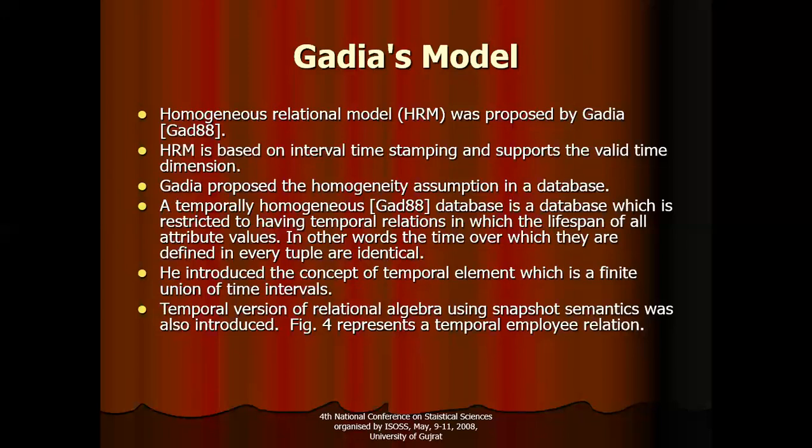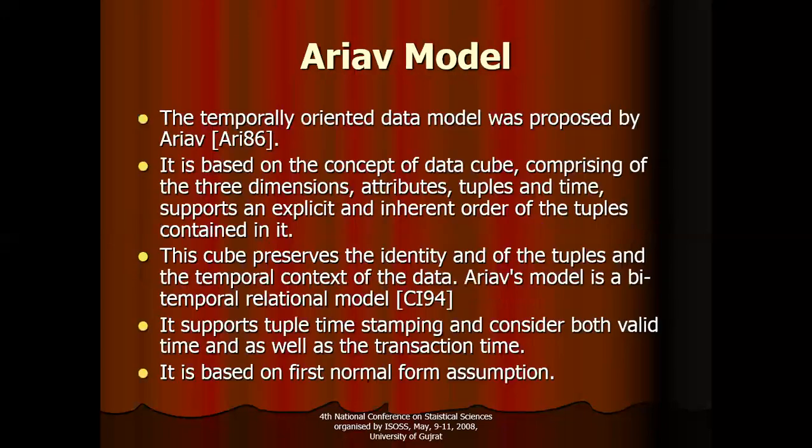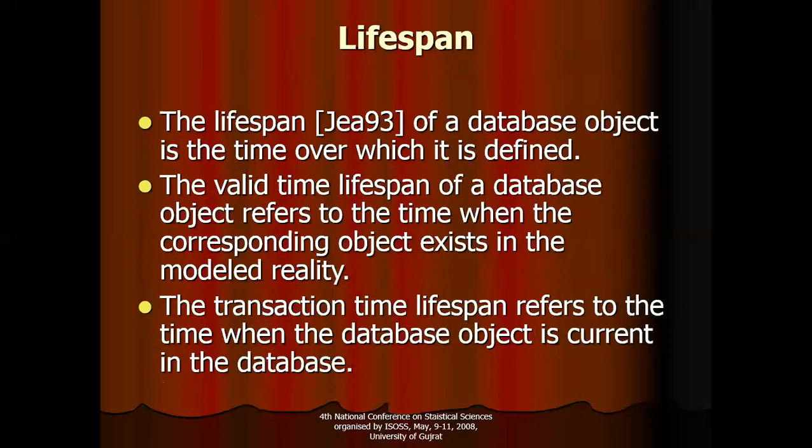He proposed a new concept, which is now known as the homogeneity assumption in any database. What does it mean? A temporally homogeneous database is a database which is restricted to having temporal relations in which the lifespan of all attribute values in the relation is the same. Okay, what is lifespan? You can see over here: the lifespan of a database object is the time over which it is defined. That is called lifespan.